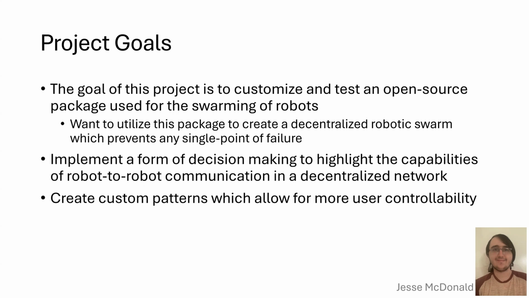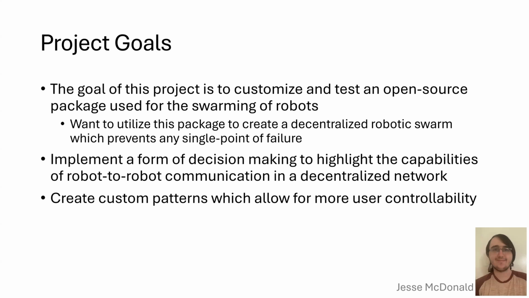So the project goals. The goal of the project is to customize and test an open source package used for the swarming of robots. This package being ROS2 Swarm. We wanted to use this package because it is decentralized. It's a decentralized robotic swarm, and this prevents a single point of failure. Basically, that's saying that if one thing fails, the entire system as a whole fails. It being decentralized should prevent this, which is what we want.